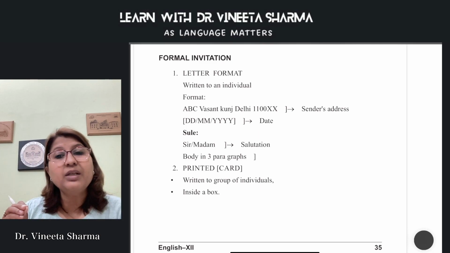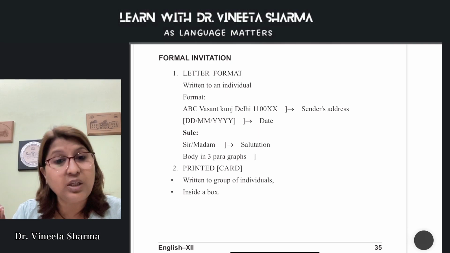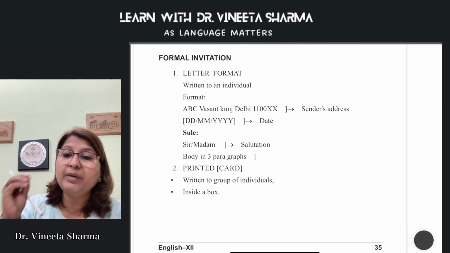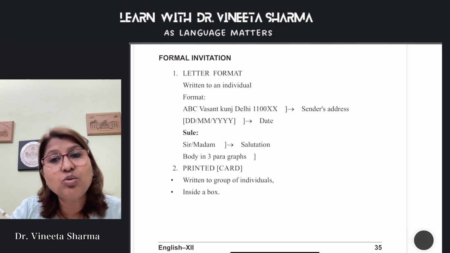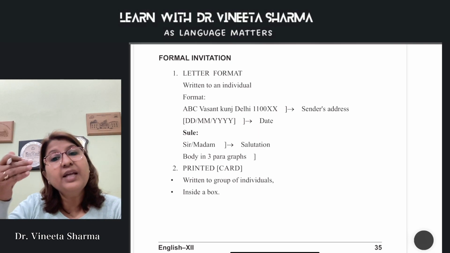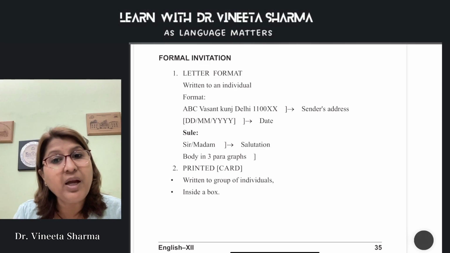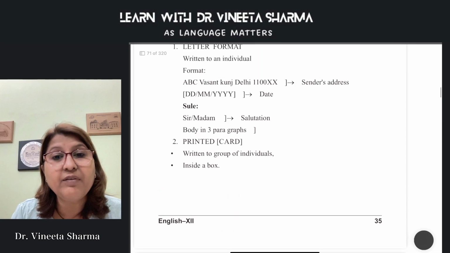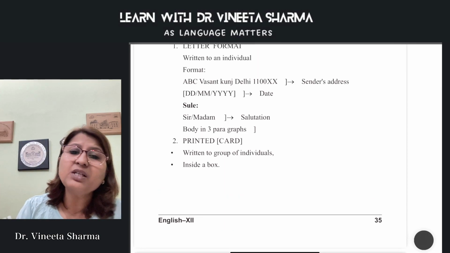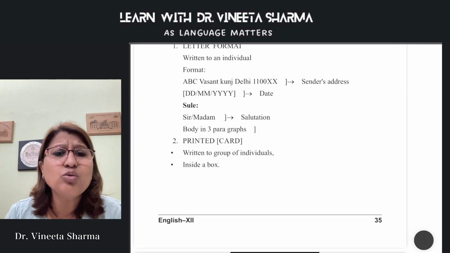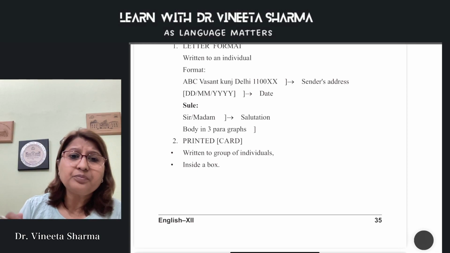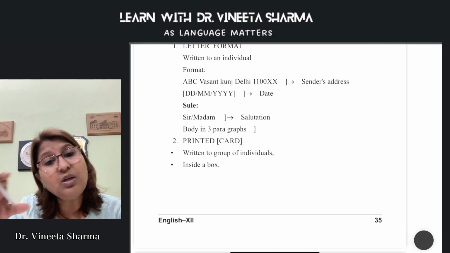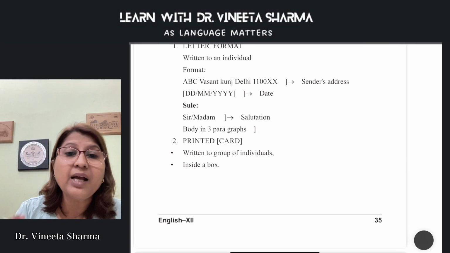So how the format is supposed to be? First of all, like the letter only. First, sender's address is supposed to be written. In the sender's address, you will mention like ABC, Vasant Kunj, Delhi, pin code. Then next line, date in proper format. After that, salutation has to be used like sir or madam, whatever. And then body in 3 paragraphs, and then subscription, the way it is used in formal letter. But if it is to be given to the masses, it has to be printed as card.